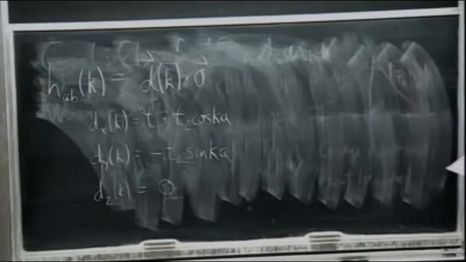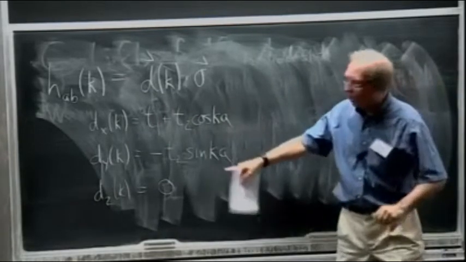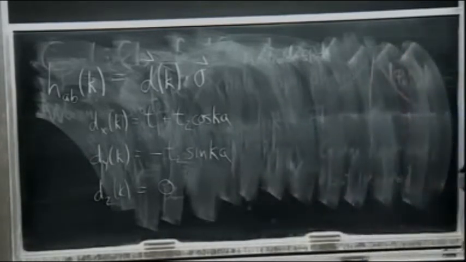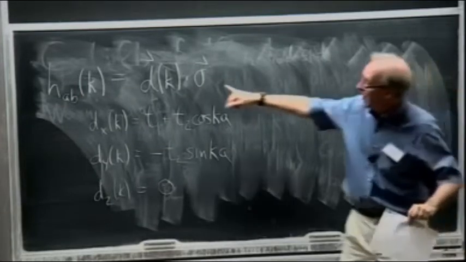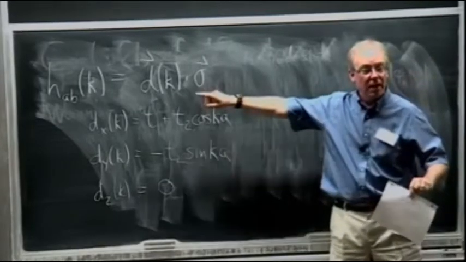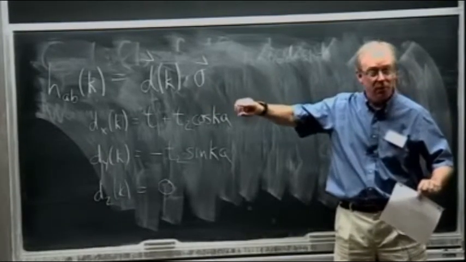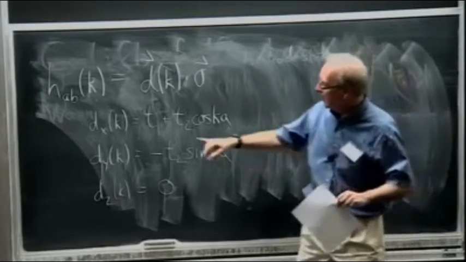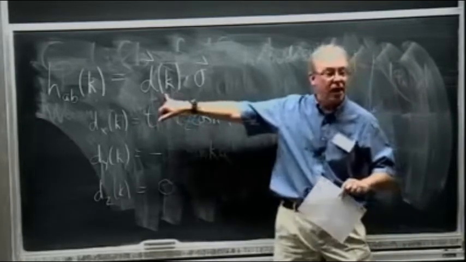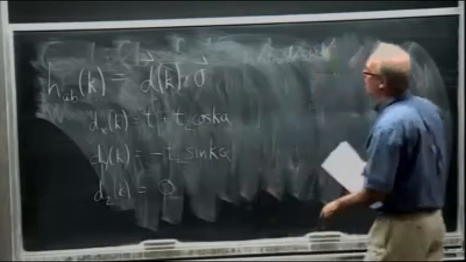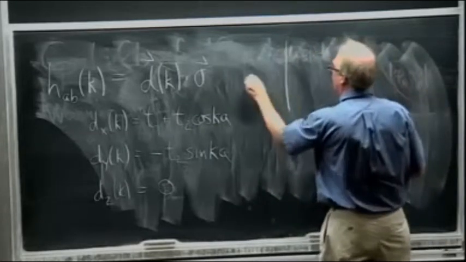Okay? And so now if I want to compute the polarization, what I need to understand is the Berry phase associated with the ground state of this Hamiltonian when I go around the Brillouin zone. Okay? And so the ground state is going to be a spin pointing in the d direction. And so let's think about what that looks like.